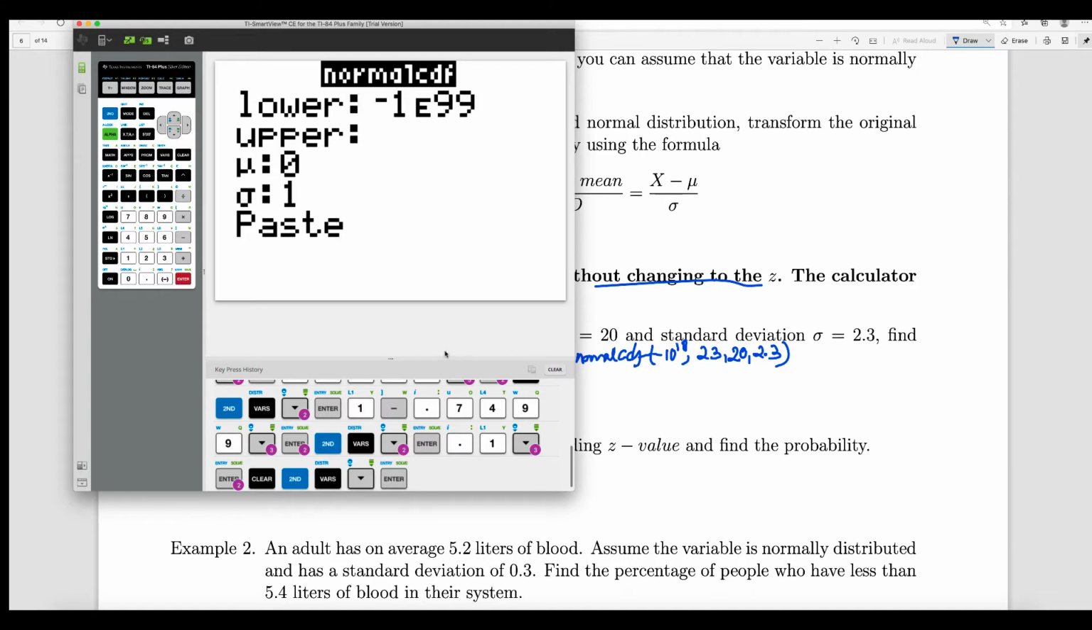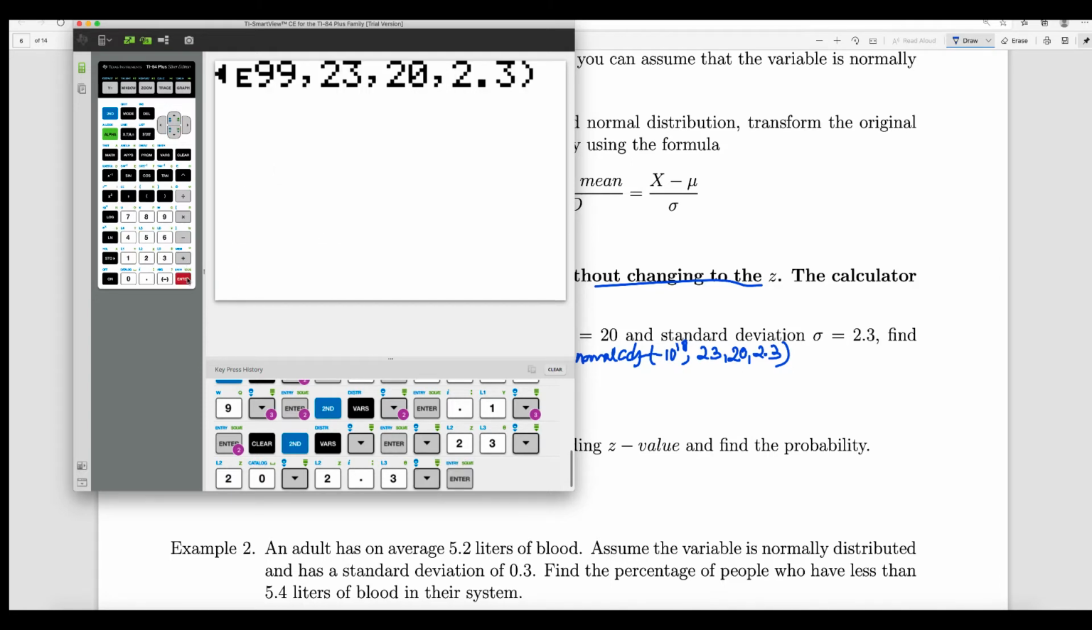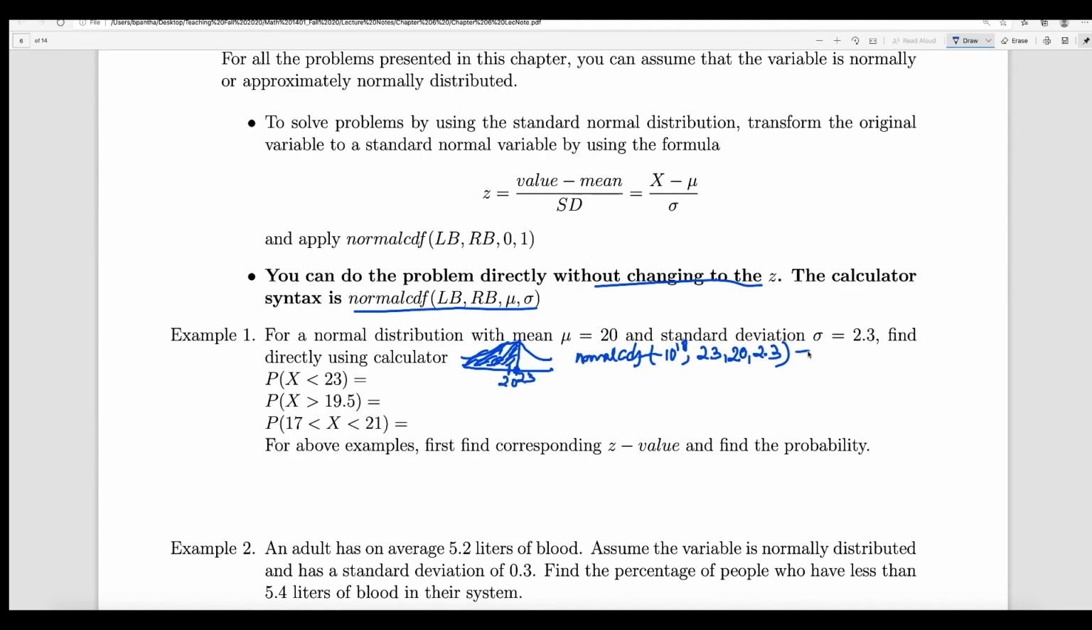The left is negative 10 to the 10, which is negative 10 to the 99. It is given, so we are good with that. What is the upper bound? 23 is the upper bound. And mean is not 0, it is 20, right? And the sigma is how much? 2.3, and then hit enter. So left bound, right bound, mean, and sigma. If you enter that, you will get 0.9039. This is one way of doing that.